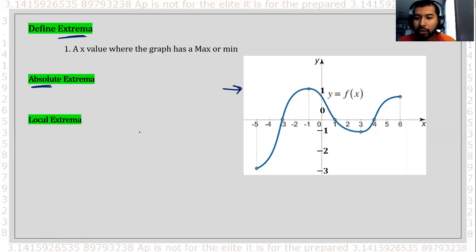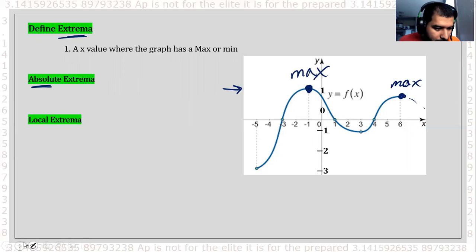So first of all, let's try finding all the maxes. This right here, I'm going to say it's a max, right? And hopefully you can agree that this right here is also a max. Very confusing because we don't see this other side, but it's still a max. By definition, this point right here would be a minimum. This point right here would be a minimum. Okay, so we have all scenarios here.